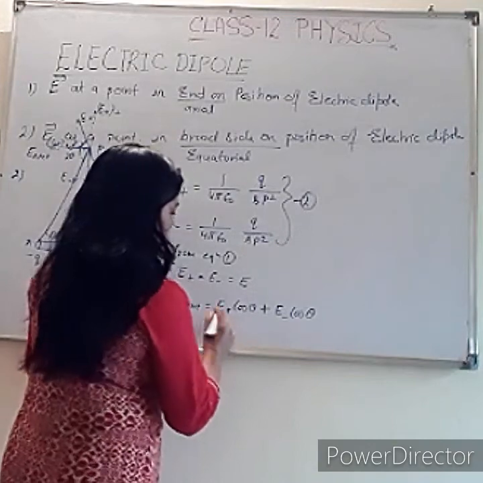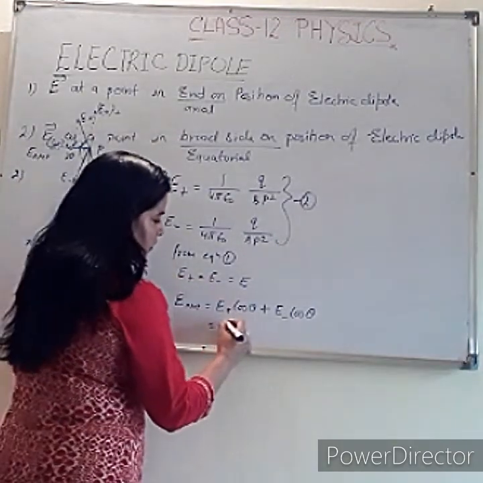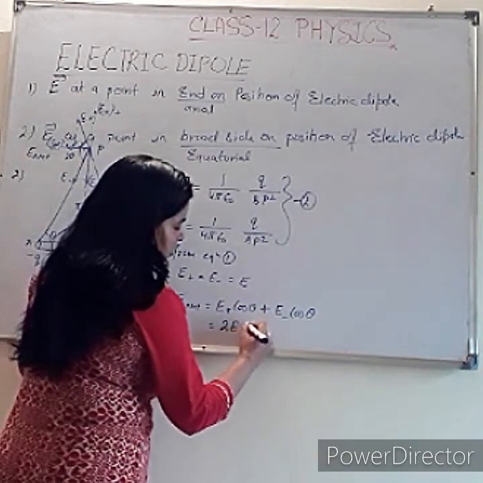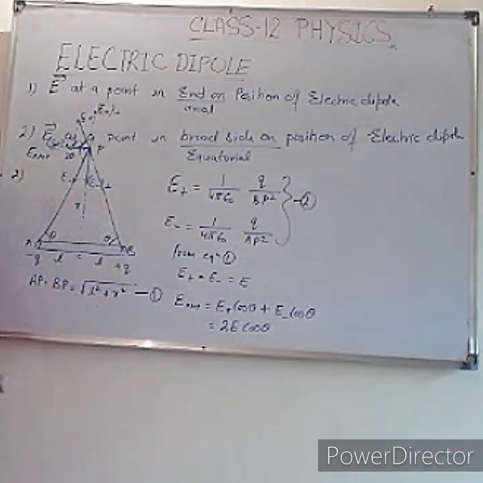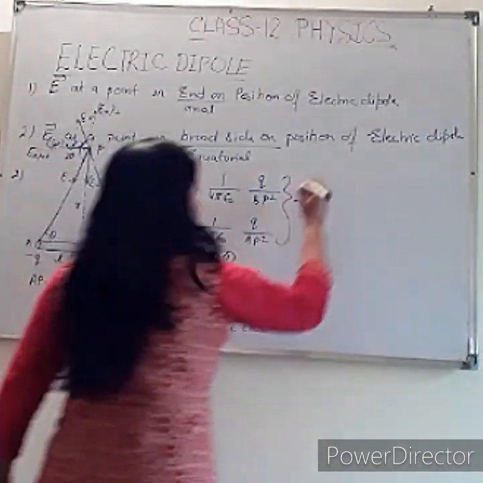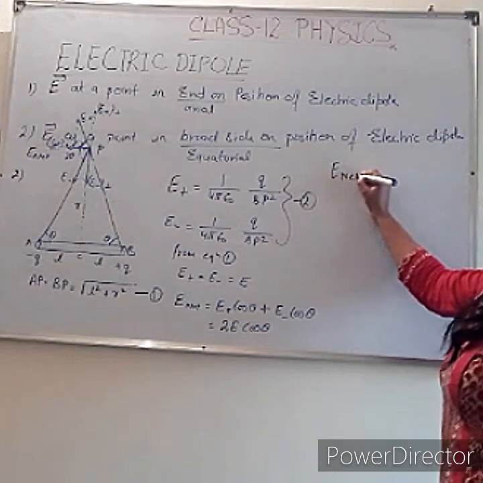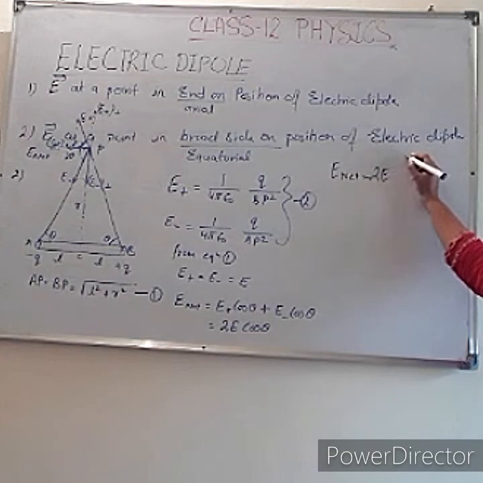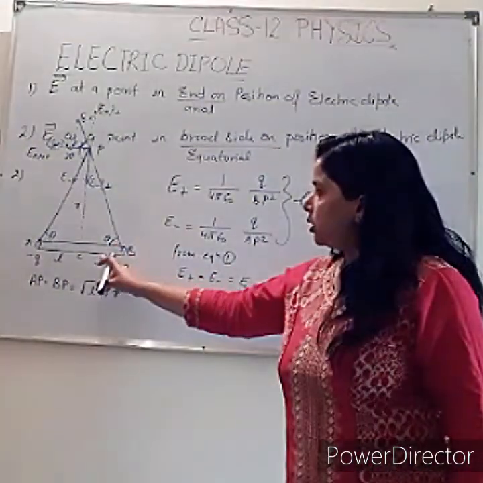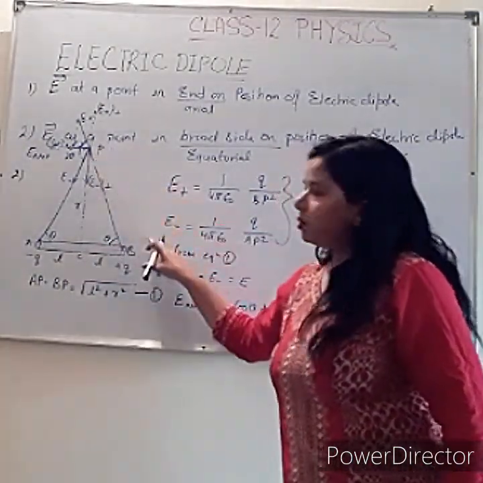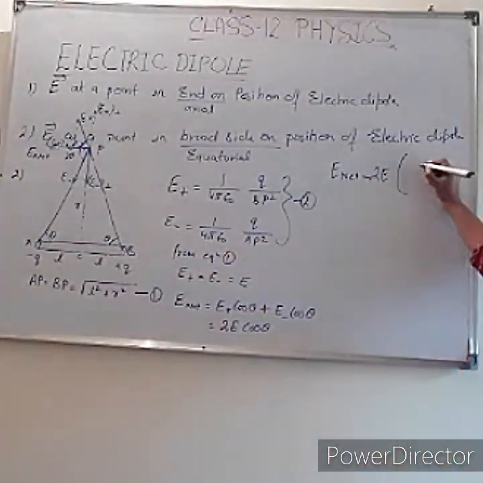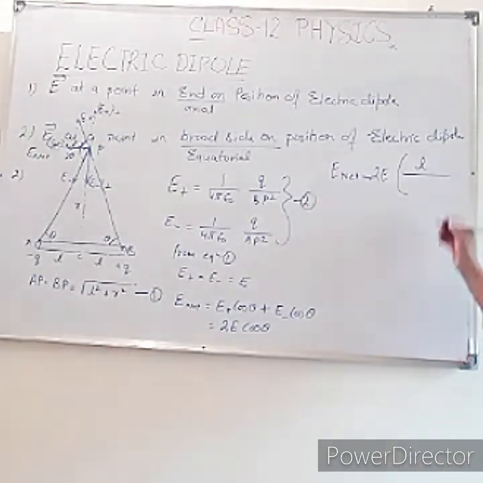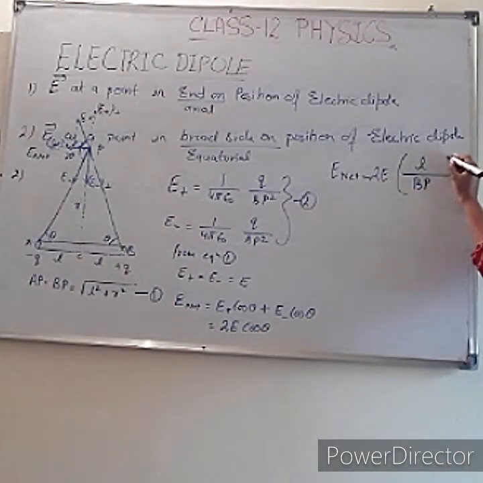So what is the total electric field? Because E plus is equal to E minus, we can take both values the same. So it will come as 2E cos theta. Now what we have to do is calculate the cos theta value. So E net is equal to twice E into cos theta. Here from the figure, cos theta is equal to base over hypotenuse. The base is L, so we take L over the hypotenuse, which can be either BP or AP. I am taking BP here.